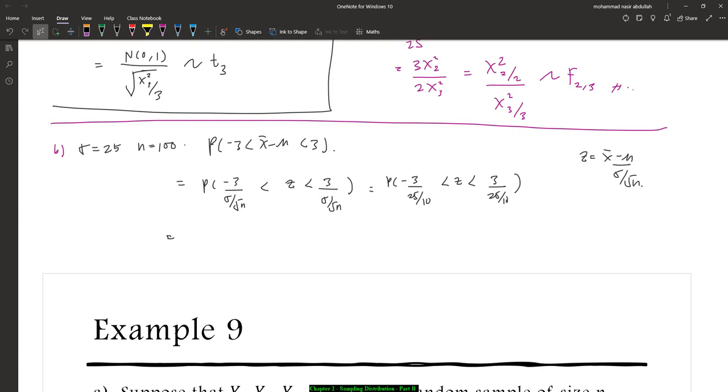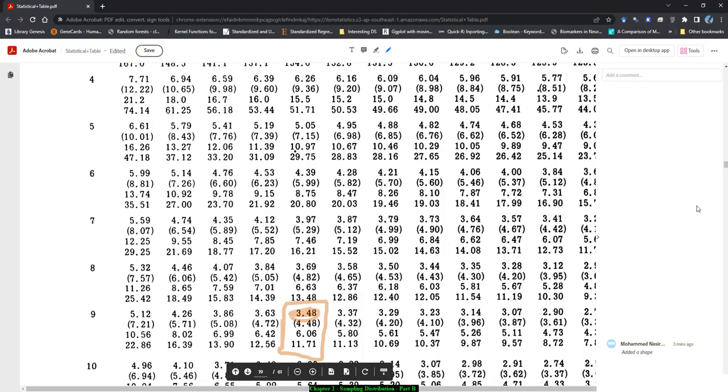Three divided by 2.5 is equal to 1.2. So this one should be the probability of negative 1.2 < Z < 1.2. So it should be equal to 1 minus 2 P(Z > 1.2). So this one should be 1 minus 2, 1.2.